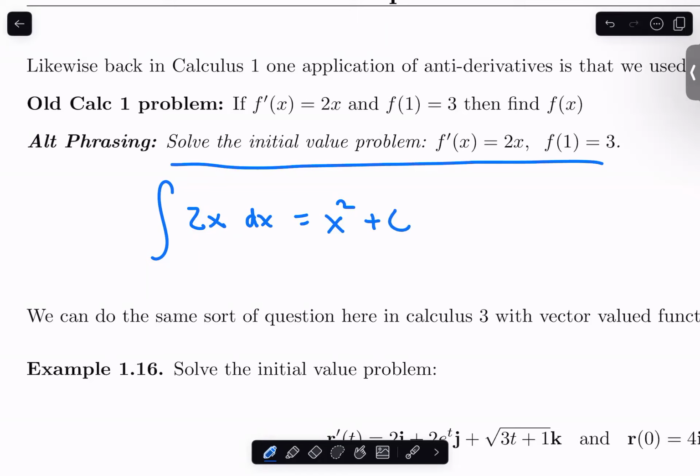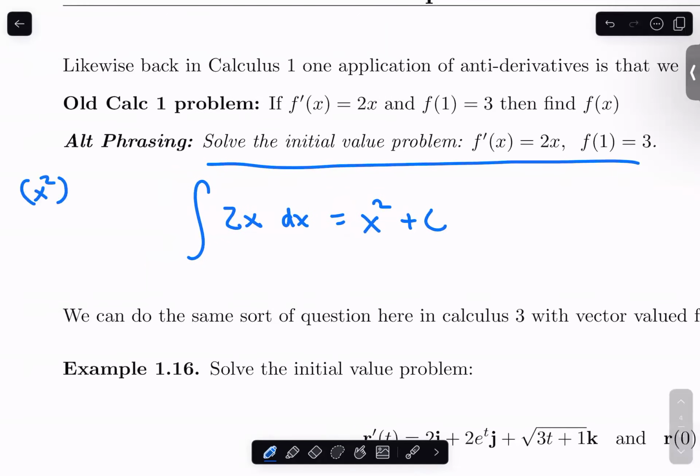Because not only does x squared, when you take the derivative of it, you get out 2x. So certainly, yes, if you take the derivative of x squared, you get 2x. But also, if you take the derivative of x squared plus 5, right, you also get 2x. Or if you take x squared minus 13 and take the derivative of that, you also get 2x. So really, plus any constant here, when you take the derivative of that, you get 2x. So that's where that plus c is coming from again. And notice we want to choose a good plus c, so that way, if I plug in 1 into this, I ought to get out 3.